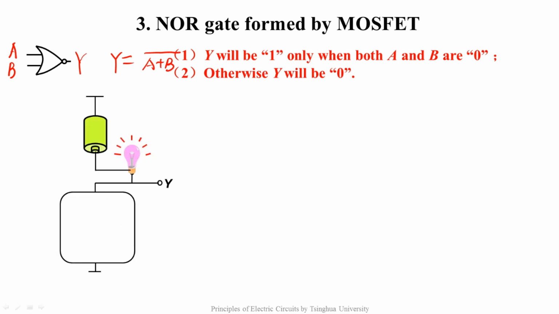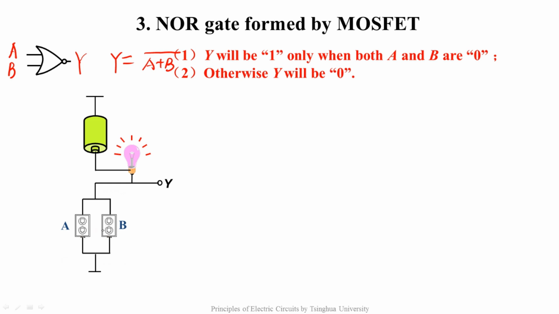Use the above analog circuit for analogy. Two switches controlled by inputs A and B are in a box. A and B both being 0 means the two switches are both turned off. Only when the two switches are turned off, Y will be 1, that is, Y will be connected to the high level. Otherwise, Y is 0, that is, Y is connected to the ground. What connection should the two switches be? It's obviously a parallel connection.